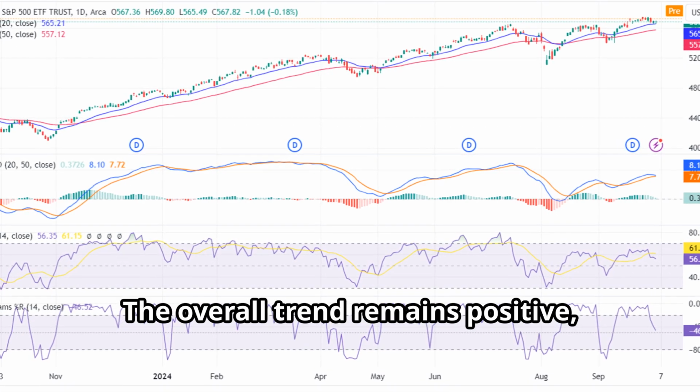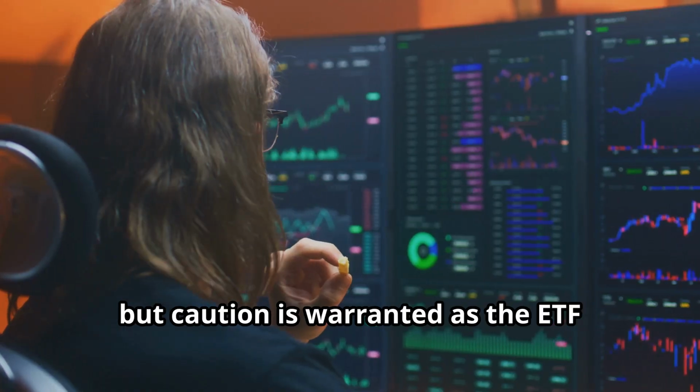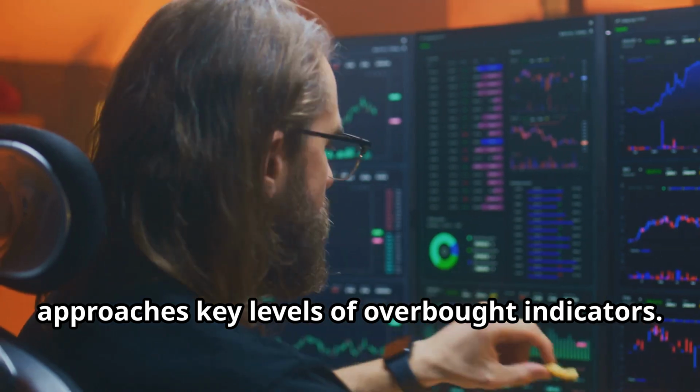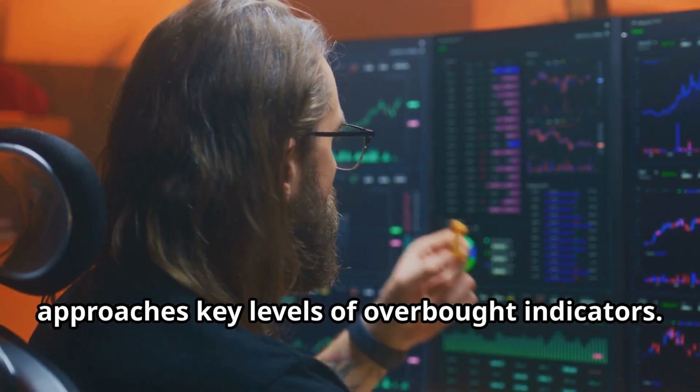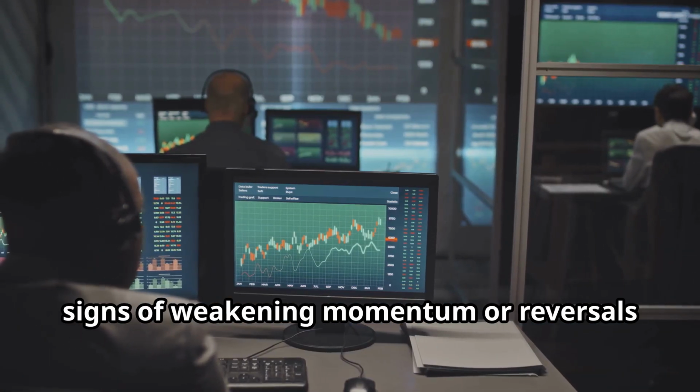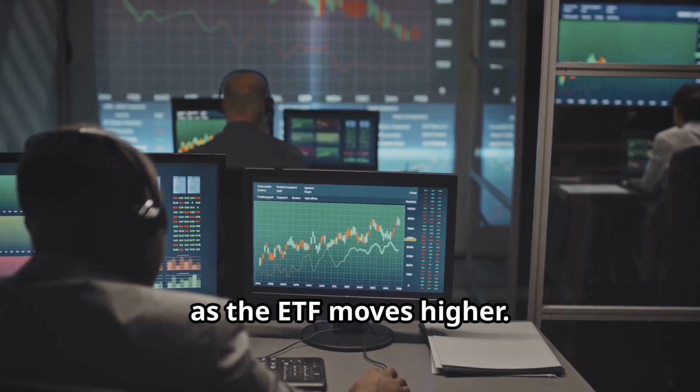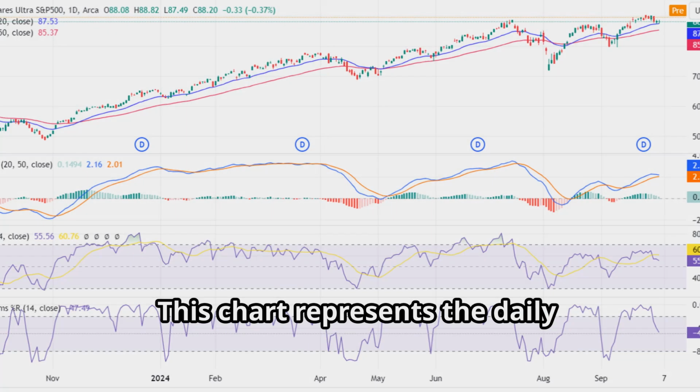The overall trend remains positive, but caution is warranted as the ETF approaches key levels of overbought indicators. Traders should watch for any further signs of weakening momentum or reversals as the ETF moves higher.